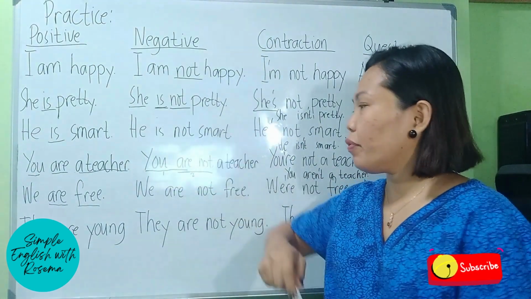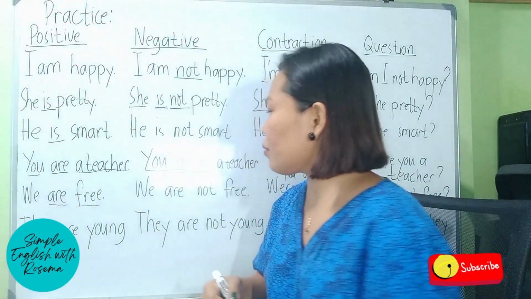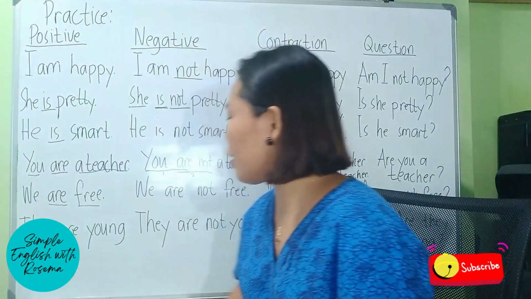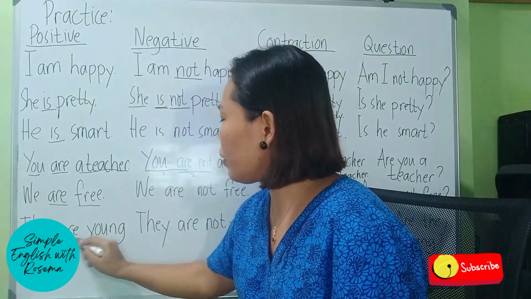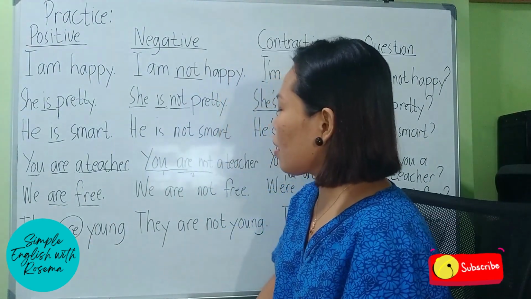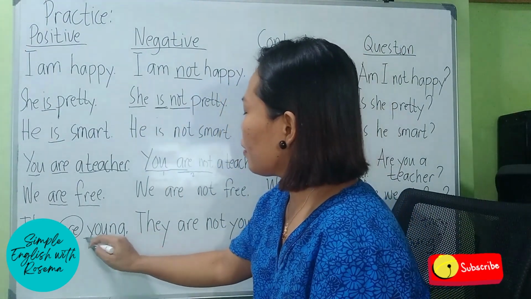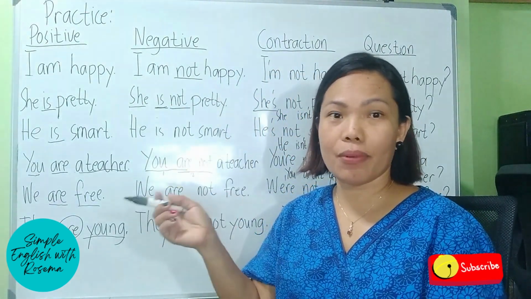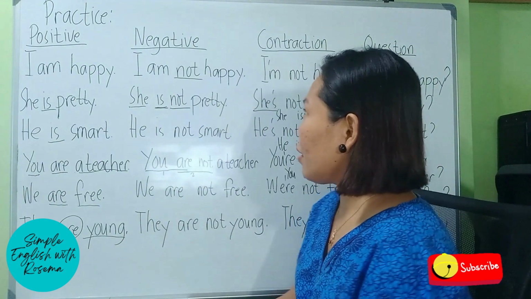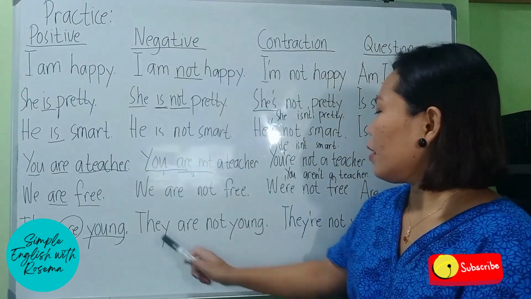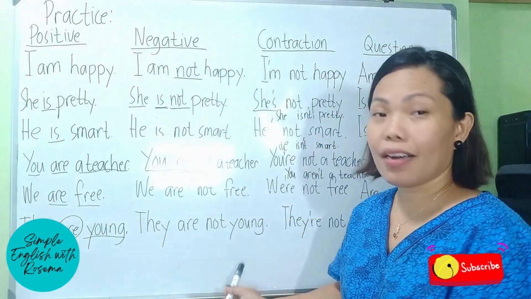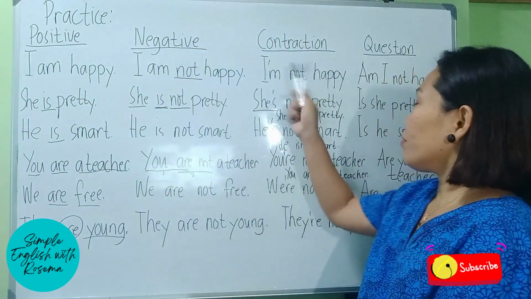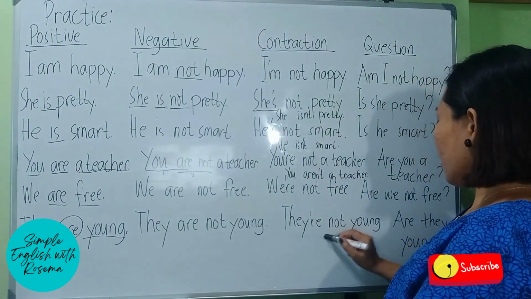Okay? Now, for our last sentence, we use the third person plural pronoun na they. And then, of course, followed with our be verb na are. And then, young is an adjective. Kasi naglalarawan siya. They are young. Okay? For the negative sentence naman, they are not young. So, opposite of that is old. They are old. Okay. And then for the contraction, they're not young.